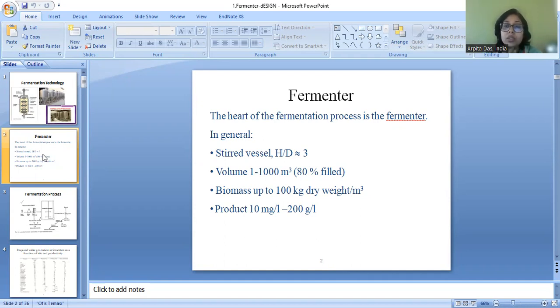When we use a bioreactor, 80% of the bioreactor must be filled with media and 20% should remain unfilled, or vacant. The space should be kept vacant for foam formation. And biomass up to 100 kg dry weight should be added there. So these are a few important things we should take care of while doing any kind of fermentation, in lab scale or large scale.